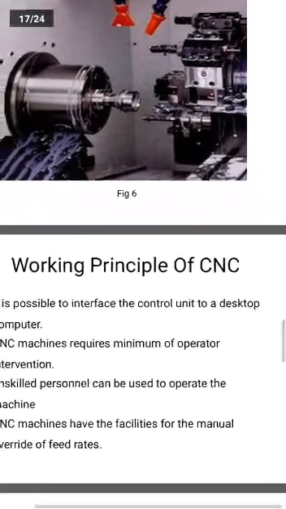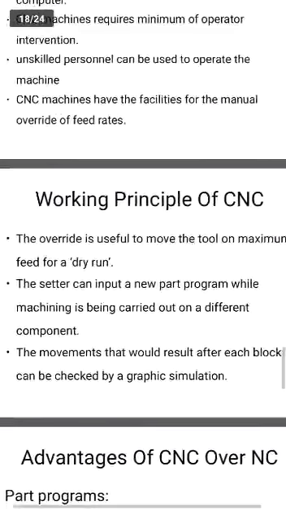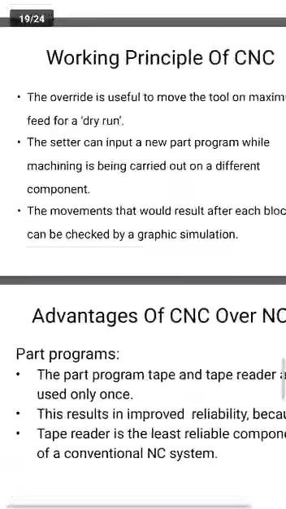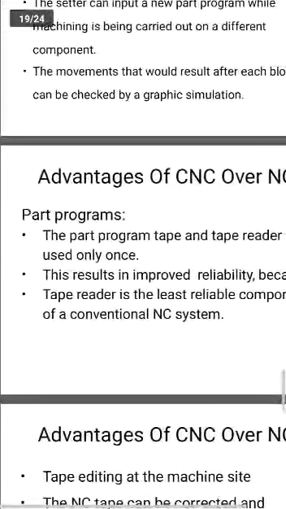See here, a CNC machine requires minimum operator intervention. Next, the setter can input a new part program while machining is being carried out. Setter means if any tool breaks, we can change it while stopping the machine. The override is useful to move the tool at maximum feed rate or dry run. The movement that should result after each block can be checked graphically, so after each block we can check the job through graphical simulation also.